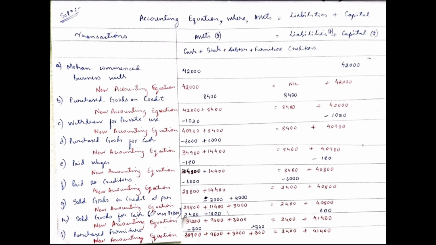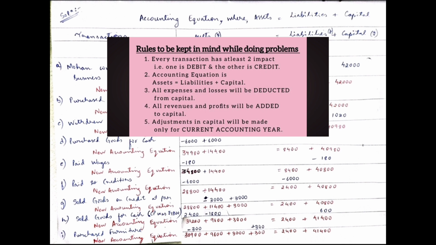This is simple maths. So this 600 profit, what happens? What will be the treatment for profit? Profits will be added to capital. Remember the rule which I have given you in my first lecture on accounting equation. All the profits and gains will be added to capital, and losses and expenses will be deducted from the capital, yes or no?